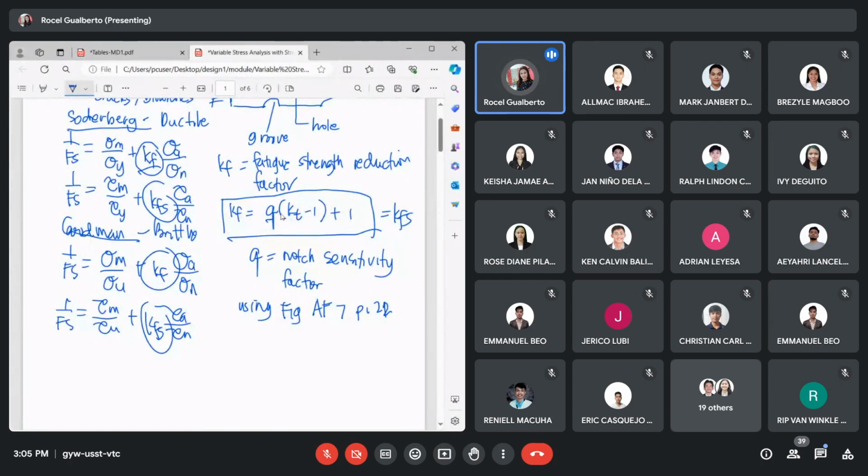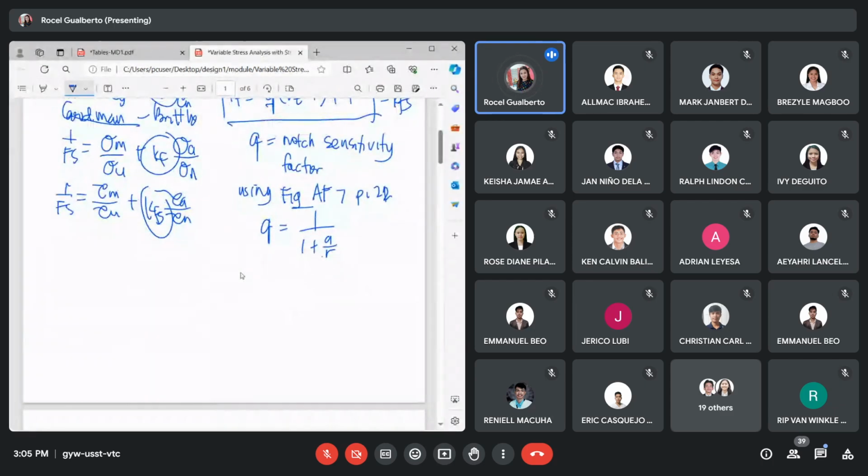Okay? Yun naman pong KT. Saan naman po manggagaling yung value ng KT? Okay? So, ilagay ko lang po ulit din, you use the equation 1 over 1 plus A over R. Yung A po, manggagaling din sa figure AF7. Now, let us have the value of KT. Ano naman po yung KT? Ang KT po, ang tawag po natin diyan is theoretical stress concentration factor. Okay, so KT is theoretical stress concentration factor.